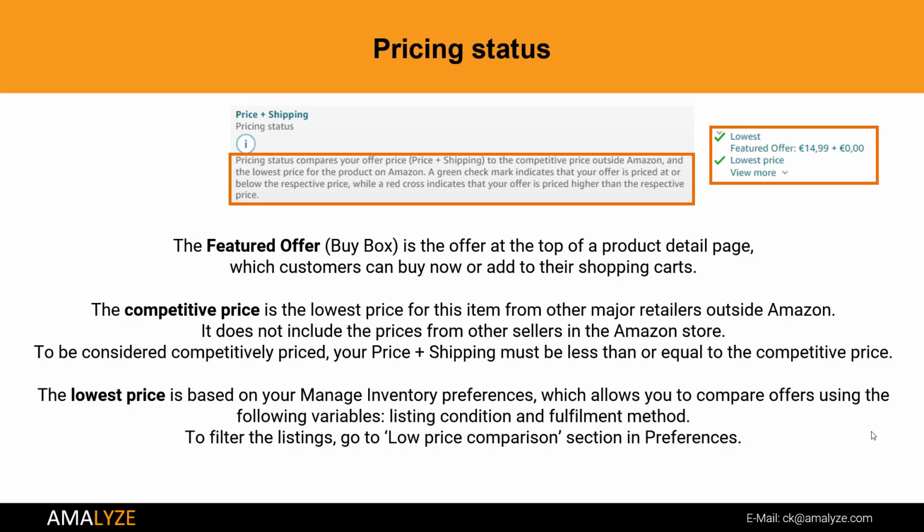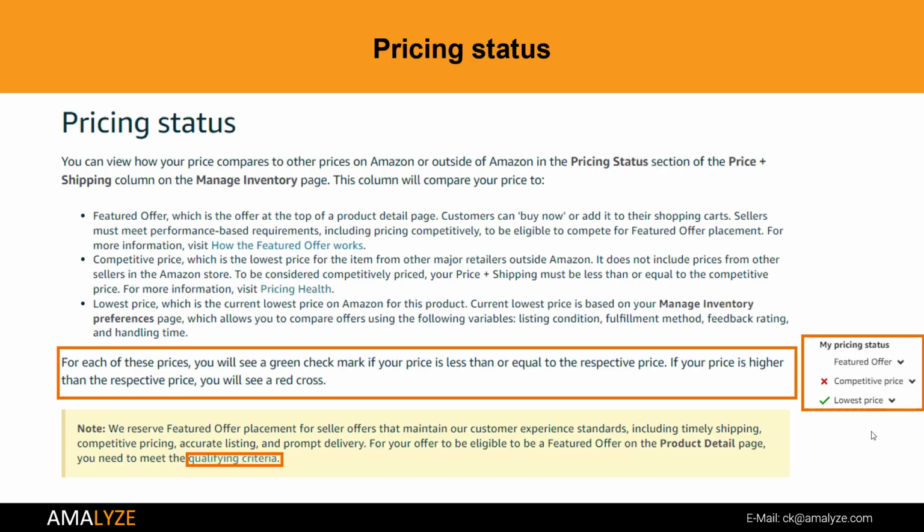Then we have the lowest price. The lowest price is based on your managed inventory preference, which allows you to compare offers using the following variables: listing condition, fulfillment method. To filter the listings, go to the low price comparison section in preferences, so you have your own overview. Then let's talk about the pricing status. You can view how your price compares to other prices on Amazon or outside Amazon, which was the section I talked about before on the slide.